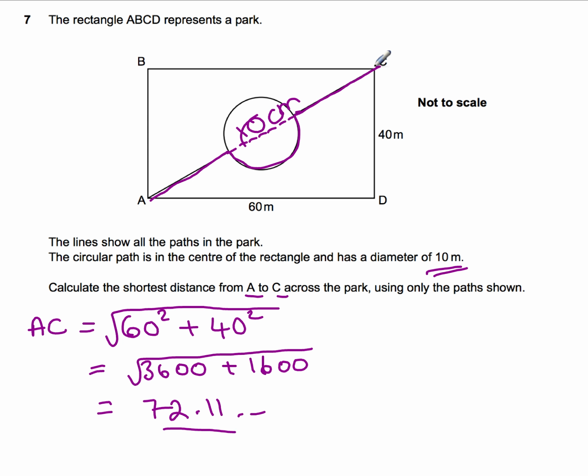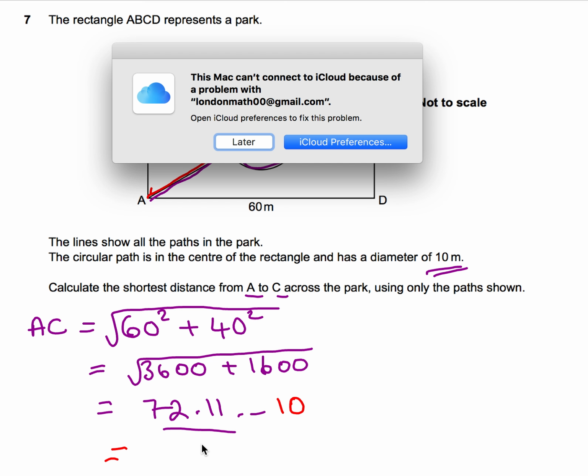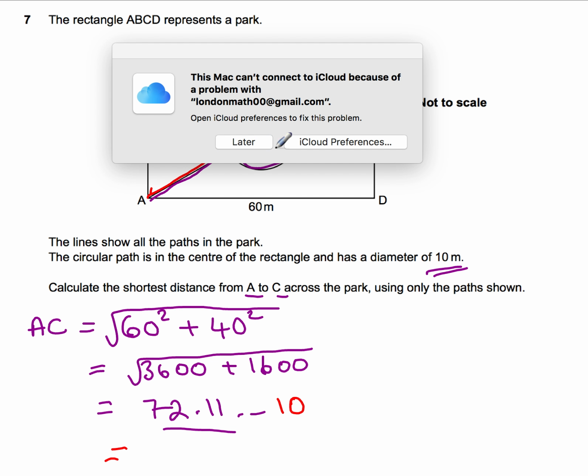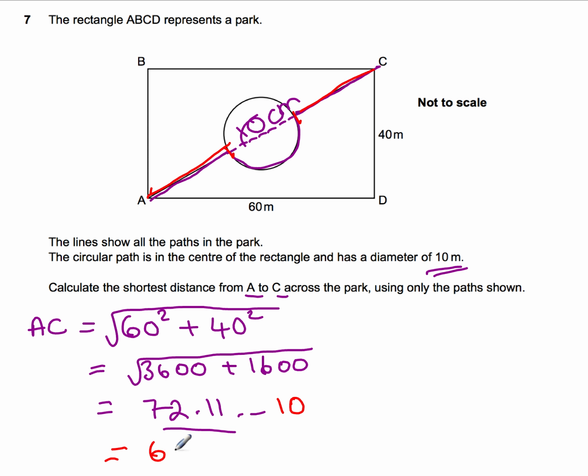Now that's the entire distance, but there is a missing gap of 10 centimeters, so you want to minus 10 from that. So that tells us this length is 62.11.